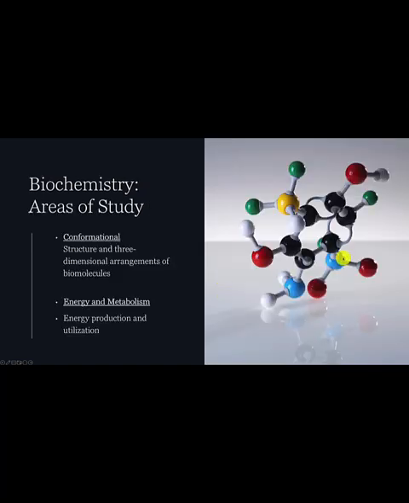There we go. Okay, so as I mentioned in the drug delivery pathway section, we have essentially two areas of biochemistry that we are going to study. By no means is this everything, but this is what I'm going to focus on with you. There is a conformational segment to biochemistry, and that is structure. We're looking at three-dimensional structures and arrangements of biomolecules. Well, what does that mean? I will show you momentarily. We are also looking at energy and metabolism, which is more of the biochemical process of biochemistry.